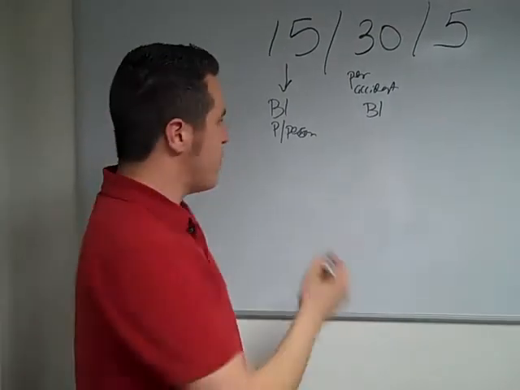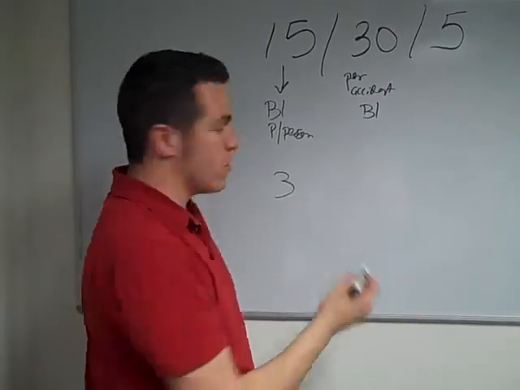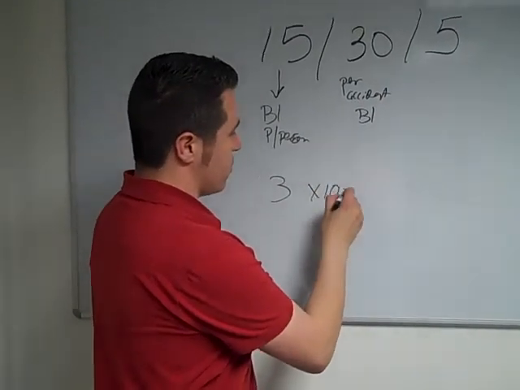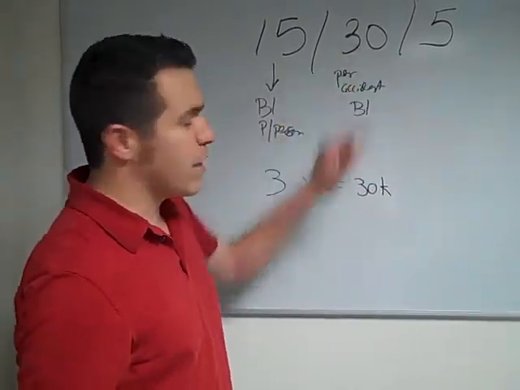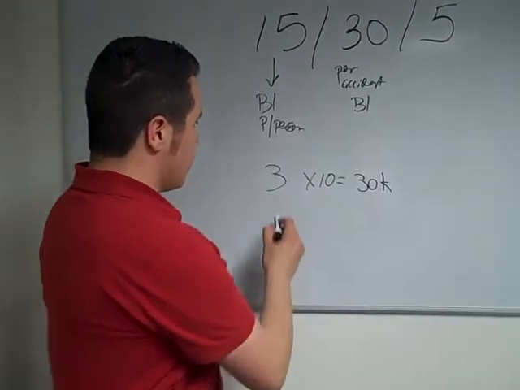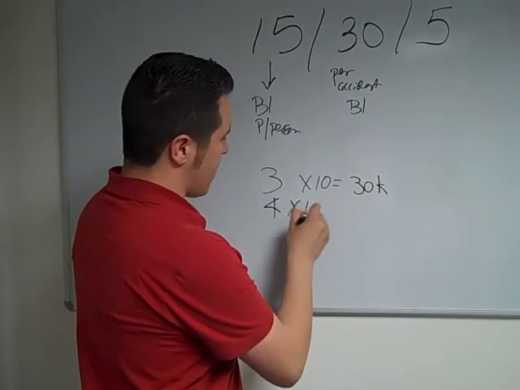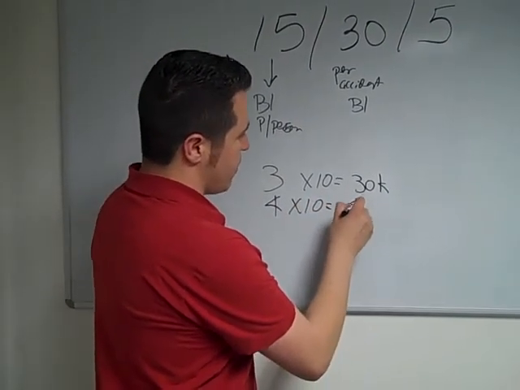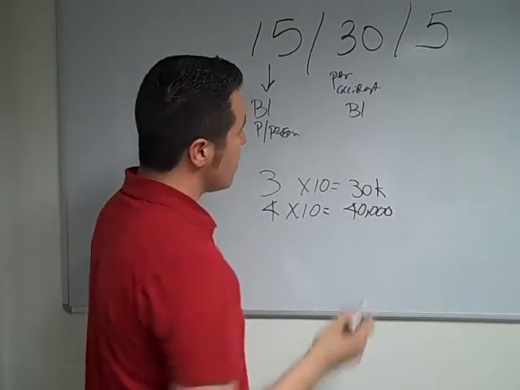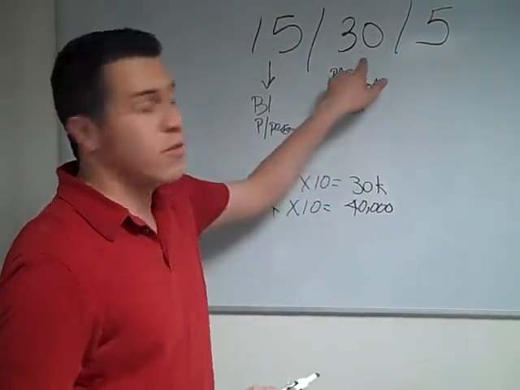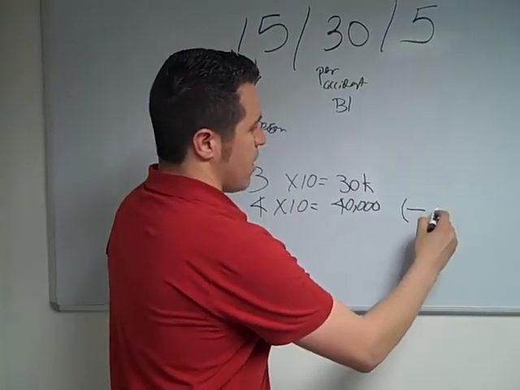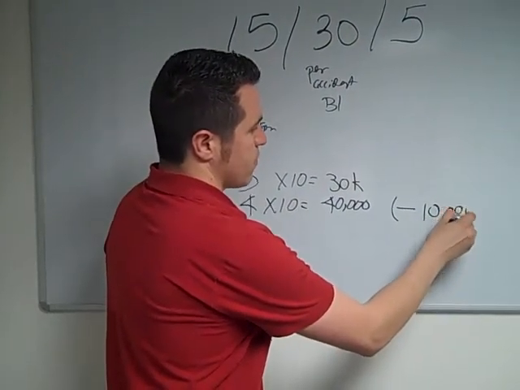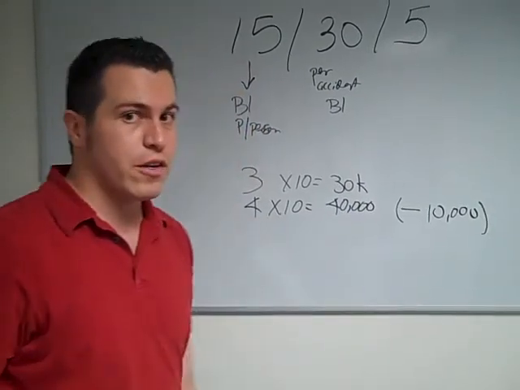So let's use an example. If we were to hit 3 people and they all incurred bodily injury of $10,000, the insurance policy would pay out $30,000 because this is our maximum. Okay. If you were to hit 4 people at $10,000, that would be $40,000. The most the insurance policy would pay out is still $30,000. So now you're left with a deficiency of $10,000. So that's why it's important to verify your limits.